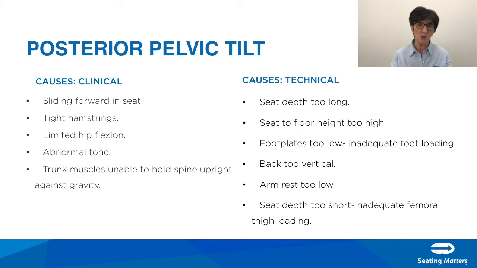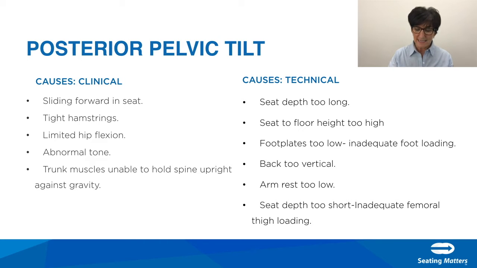But the technical causes is what we're concerned about when we're looking at seating, and it is the dimensions of the chair. So if you've got a seat depth that's too long, it's going to cause the body to slide into posterior pelvic tilt. If the floor to seat height is too high, if the foot plates on the chair are too low, so therefore there's inadequate foot loading, if the back of the chair is too straight, or the armrests are too low, and if the seat depth is too short, therefore inadequate femoral loading.